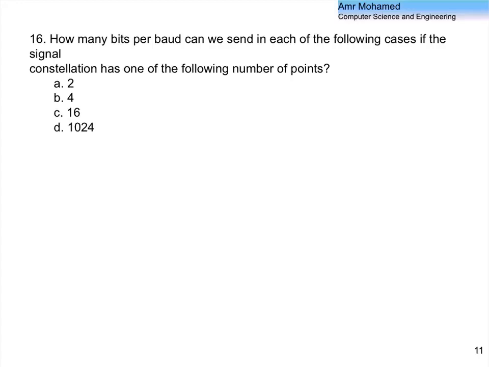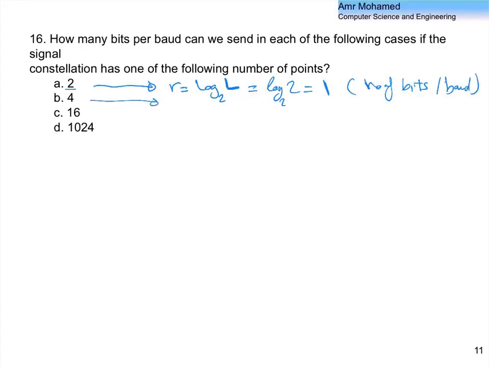Next, how many bits per baud can we send? Bits per baud, which means r, do we send in each of the following cases if the signal constellation has one of the following numbers of points. If we have 2, which means binary, how many bits can we represent per baud? Of course, r equals log 2 of the number of constellation levels. So if the constellation level is 2, r is 1, which is the number of bits per baud.